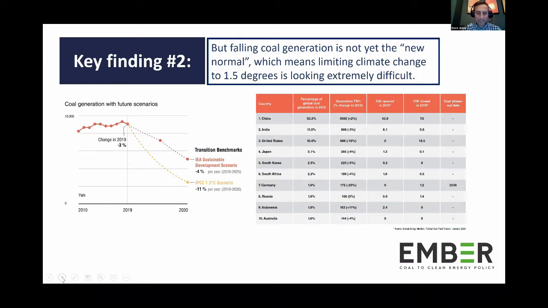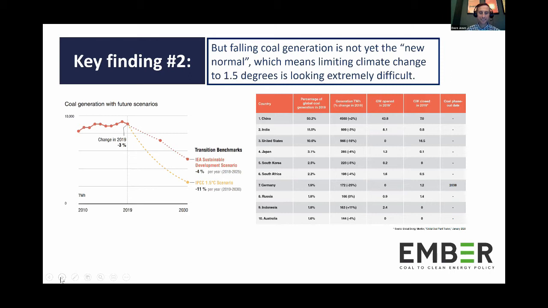Are we on target to achieve these falls? Well, the table on the right shows the top 10 coal countries, and 87% of the world's coal generation is from these top 10 countries. And none of those countries have yet made a commitment to reduce coal to a level that would be consistent with the IEA's sustainable development scenario, let alone that tougher IPCC 1.5 degree scenario. Only one of these countries so far has set a coal phase out date, which is Germany, and that's only 2038, and that's not consistent with a 1.5 degree pathway. So this lack of urgency on coal means limiting climate change to 1.5 degrees is looking increasingly difficult.